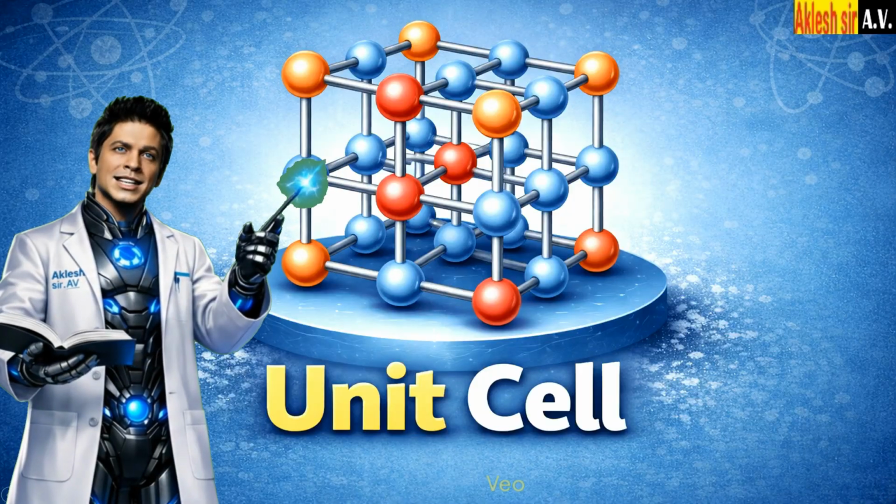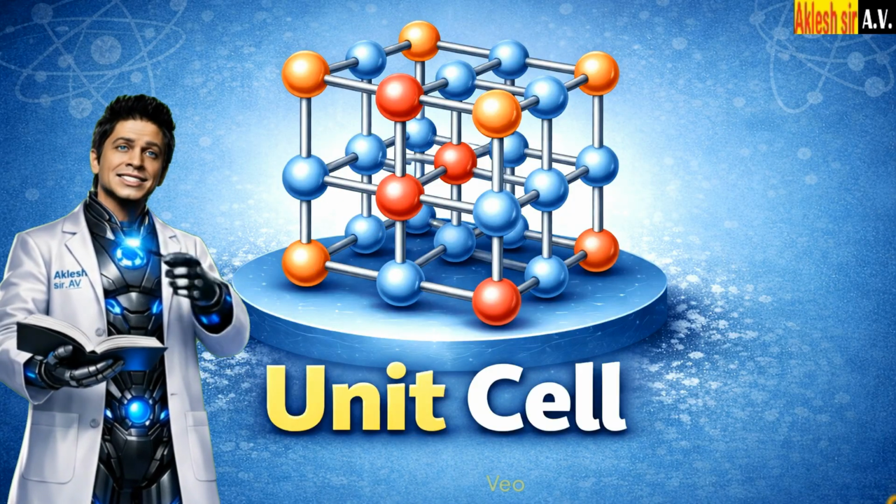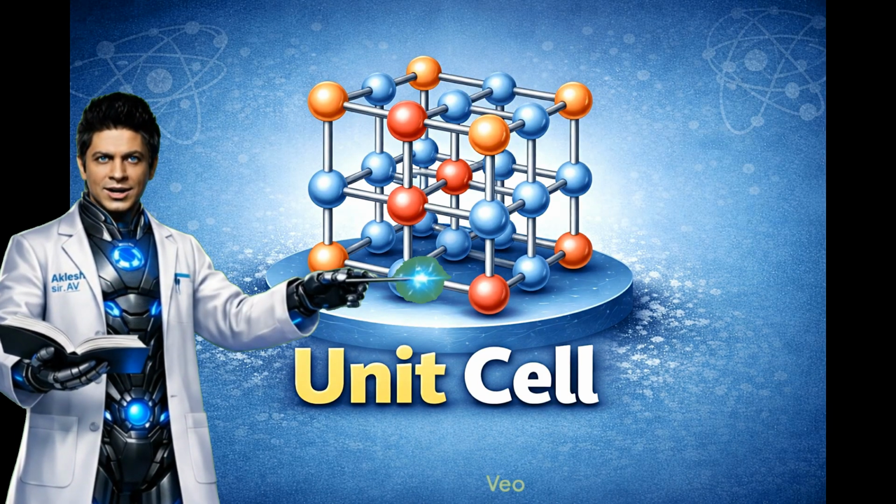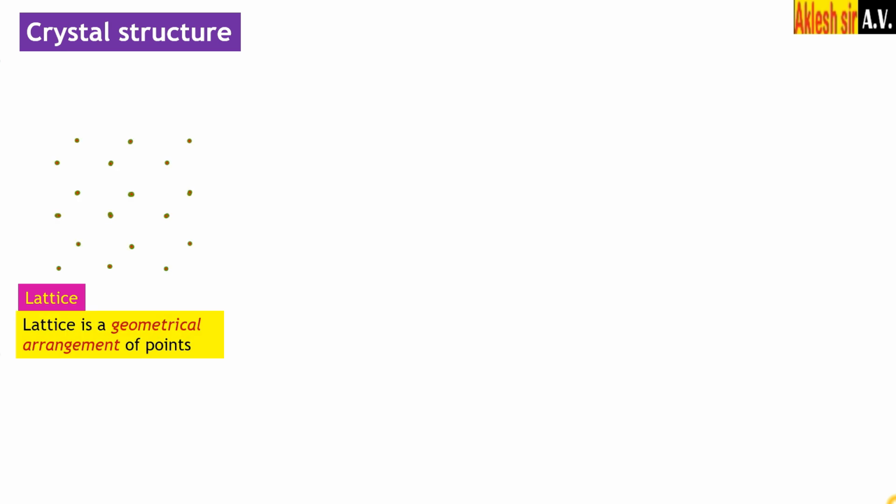Welcome. Today we explore the unit cell. It is the smallest repeating unit in a crystal lattice, defining the structure of solids. Formation of crystal structure. Meaning of lattice: a lattice is a geometrical arrangement of points. This position where an atom can be placed is called a space lattice.